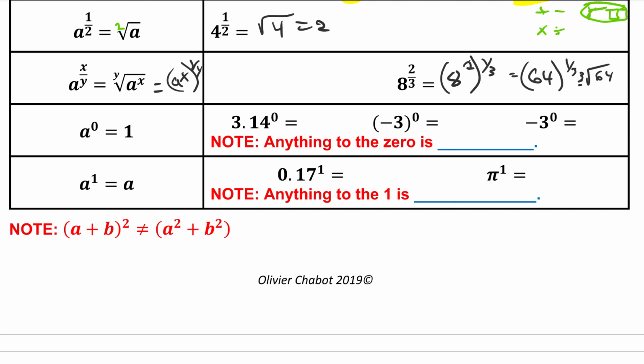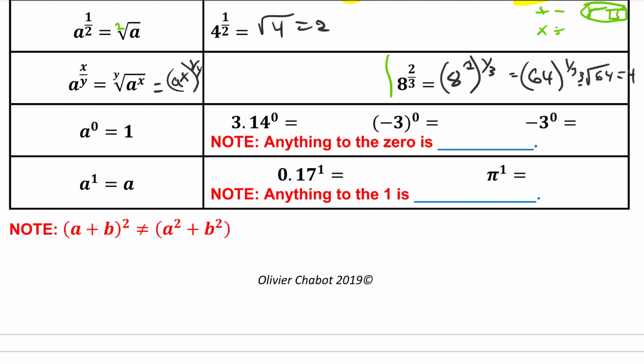Now, what is the cubic root of 64? The cubic root, the question you need to ask yourself: what number times itself 3 times gives 64? The answer is 4, because when you multiply 4 by 4, that's 16. 16 times 4 is 64.